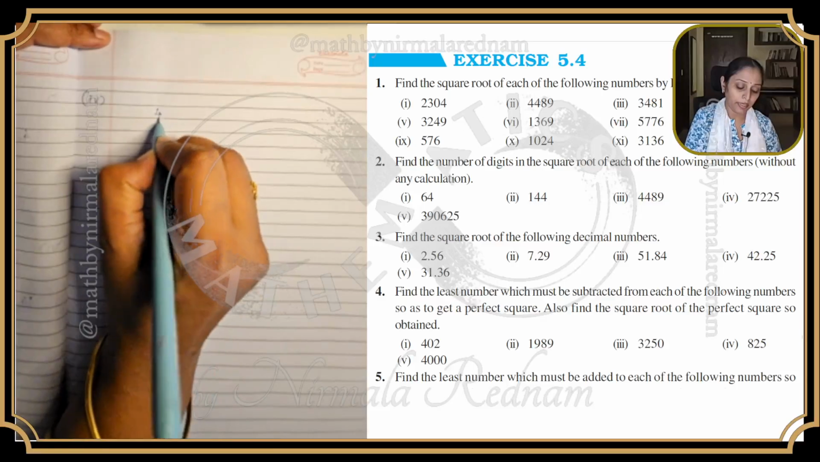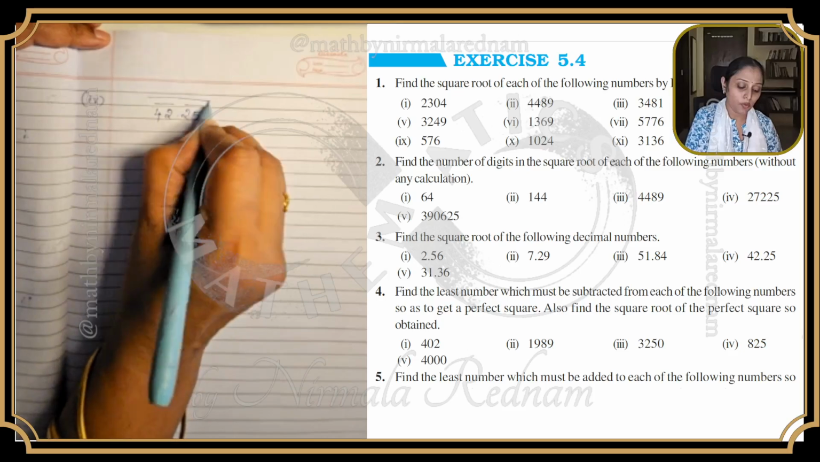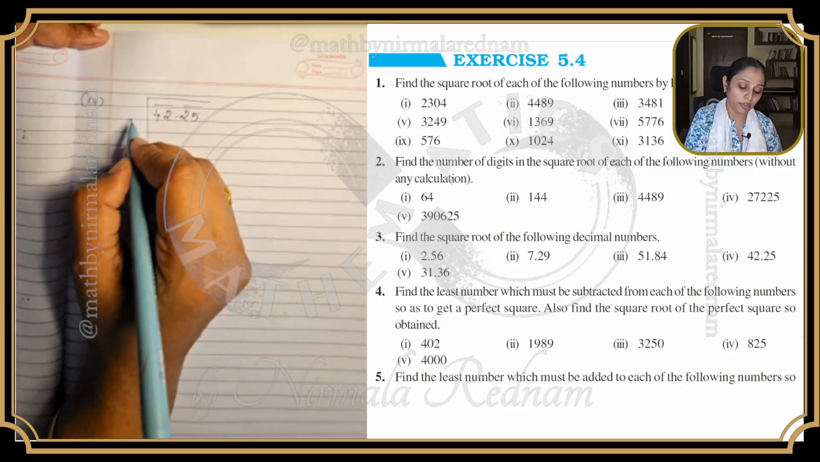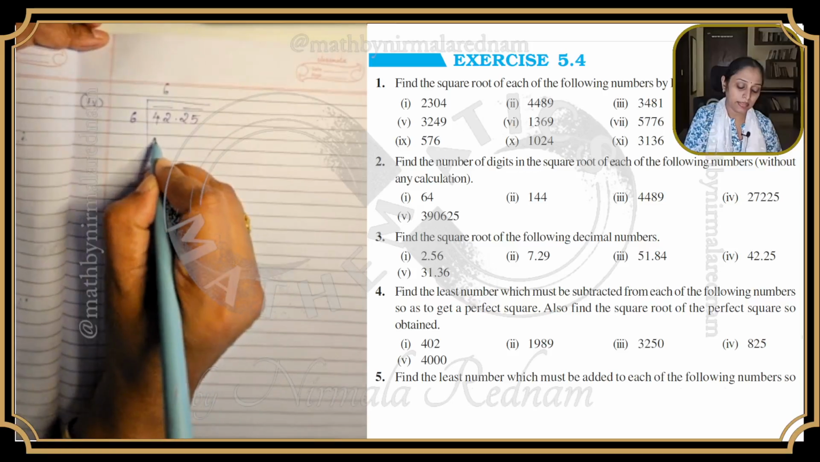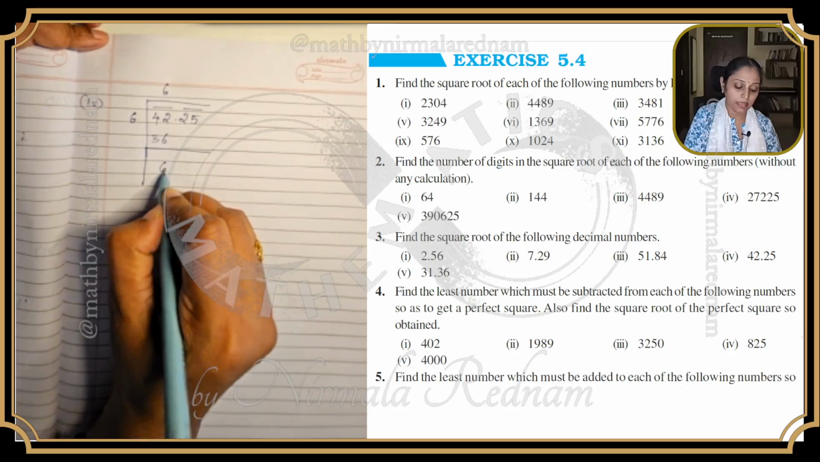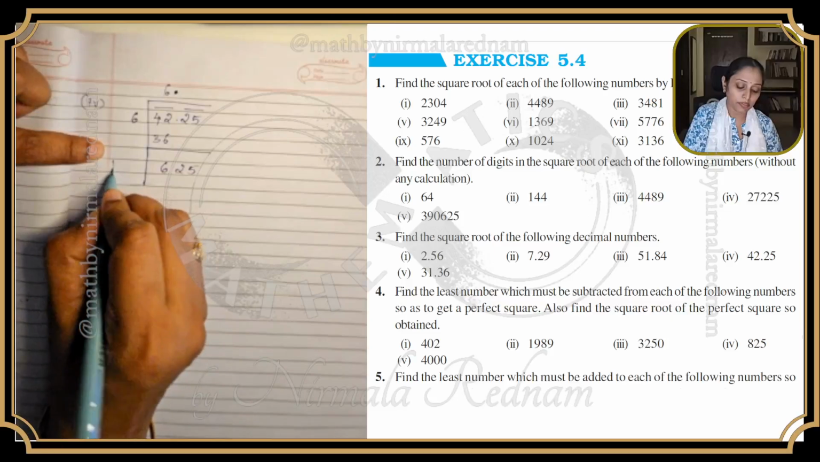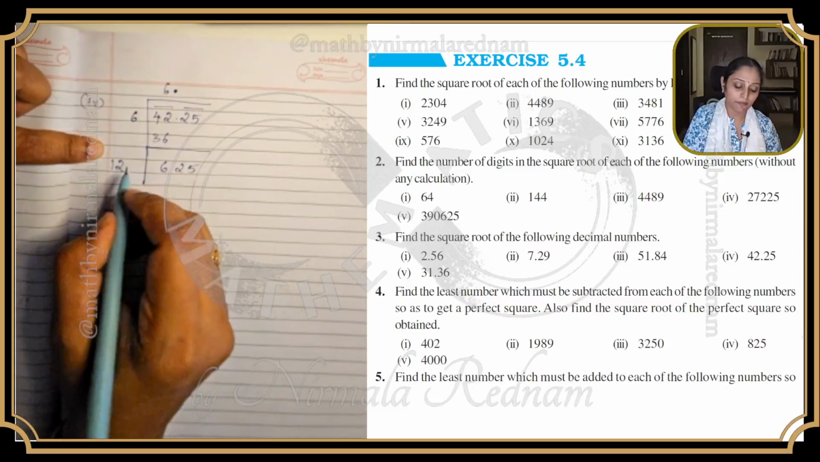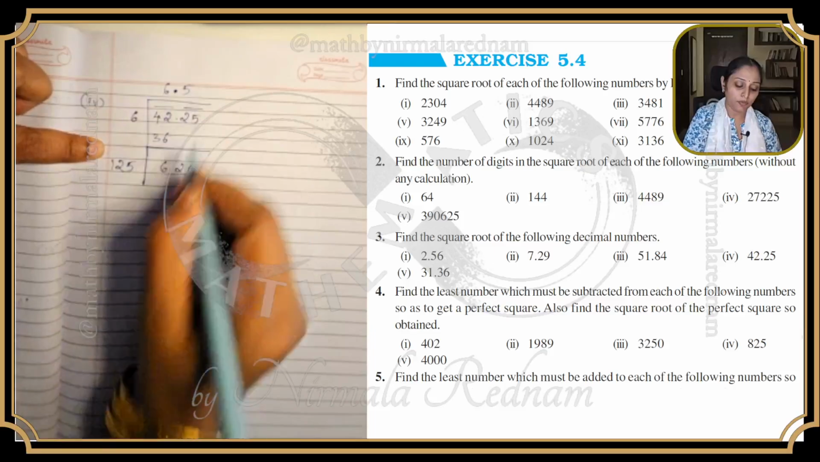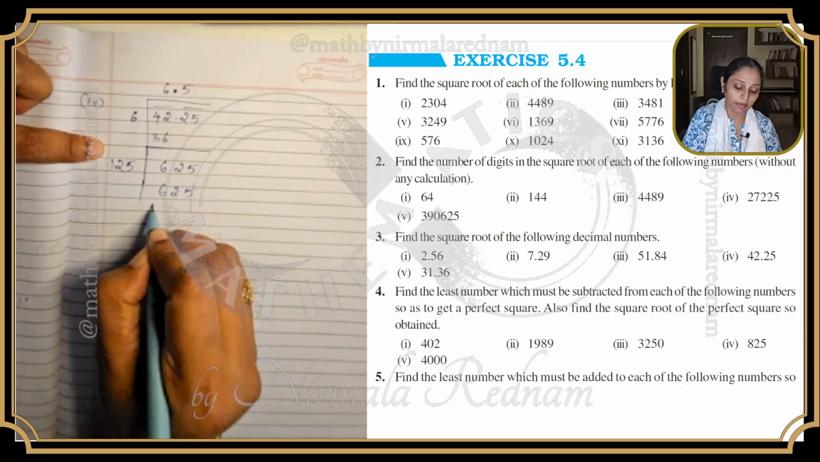42.25, right? I'm going to put the bars. What is the closest perfect square to 42? 36, right? When I subtract, I get a 6 and bring down the next bar after putting a decimal here. Double of 6 is 12. I have a 5, so definitely this has to be a 5. And 125 into 5 is 625.